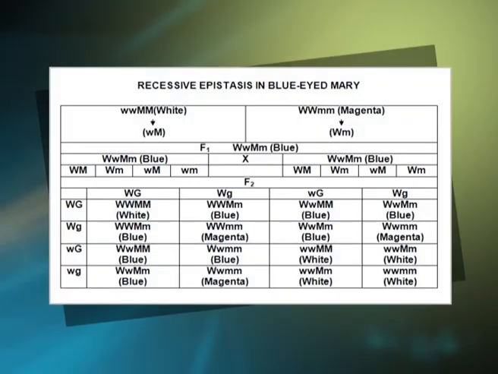However, in the F2 a modified 9:3:4 phenotypic ratio is produced instead of 9:3:3:1. In this example, the small w allele is epistatic on capital M and small m. On the other hand, capital M and small m can be expressed only in the presence of the allele capital W. In this experiment, the recessive allele is epistatic. This is the case of recessive epistasis.